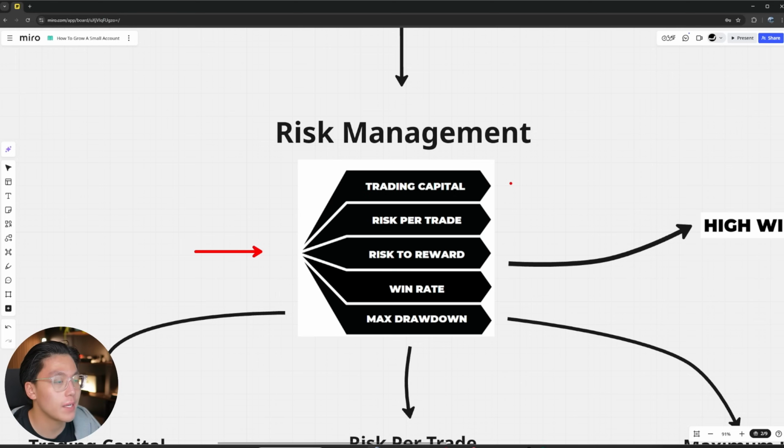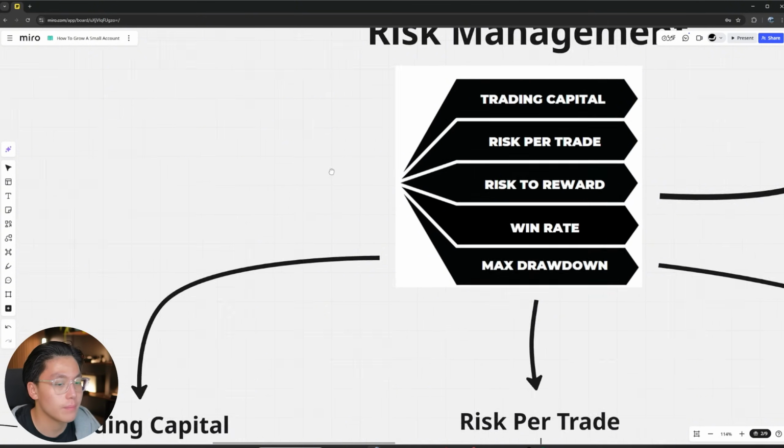Number one being trading capital. We're going to talk about how much capital that we should start off with. Next, what we have is risk per trade. It's important to understand how much risk we should allocate to each potential trade. A risk to reward ratio when it comes to trading. We're going to talk about the win rate, which is important in combination with the risk to reward. And then finally, what I have here is a bonus, which is your max drawdown. So let's first talk about trading capital when it comes to trading.